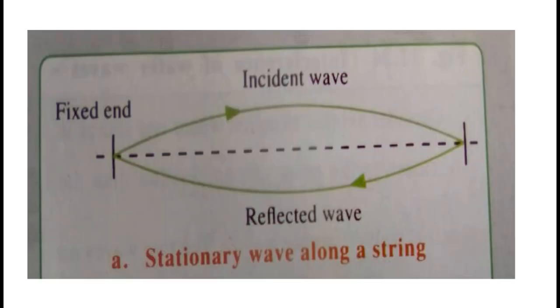Illustration by diagram can also be seen as follows. The diagram shows us a string fixed at both ends, and when it is plucked at the middle, we have what we call a loop that is formed. The incident wave goes towards the right, and going backward is a reflected wave. Fixed ends, incident wave, reflected wave. This is what we refer to as a stationary wave along a string.